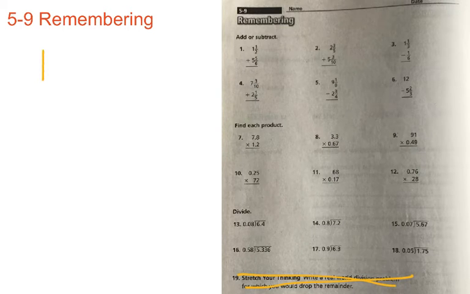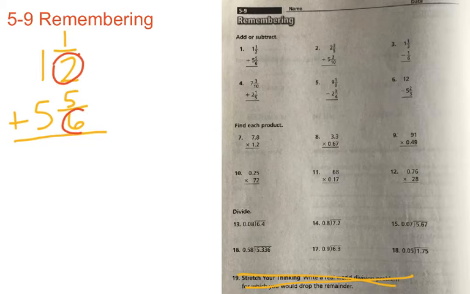Number 1, we have 1 and 1/2. And we are adding that to 5 and 5/6. And remember, when you're adding and subtracting fractions, and when you're adding and subtracting mixed numbers, you have to have a common denominator. You can see that our denominators in this problem are 2 and 6. And they are not a common denominator.